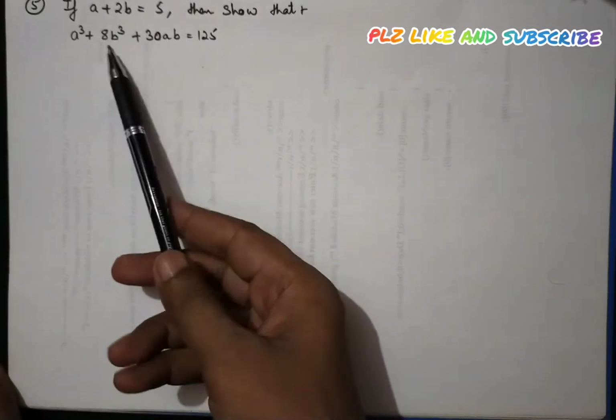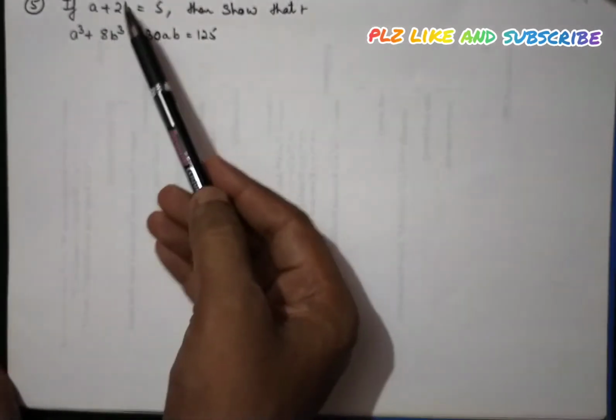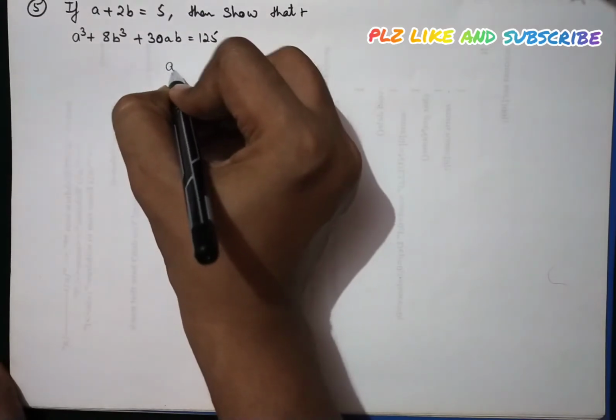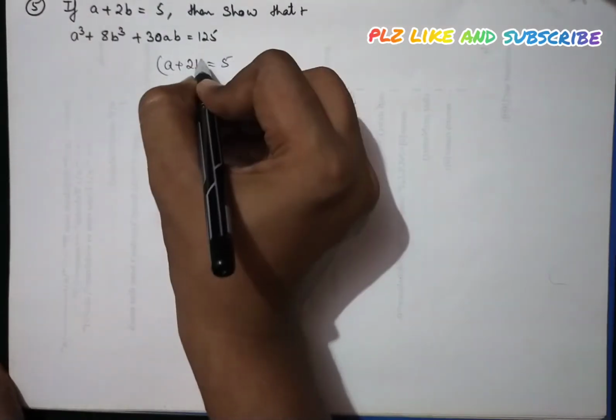Now let's see question number 5. Here we have: if a plus 2b equals 5, then we have to show this equals this one. Here again we have to do the cube. You have to take the cube on both sides. So a plus 2b equals 5, taking cube on both sides.